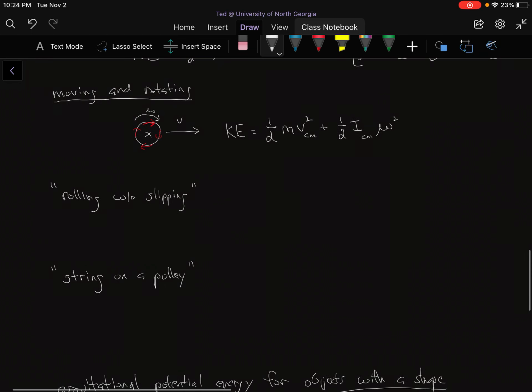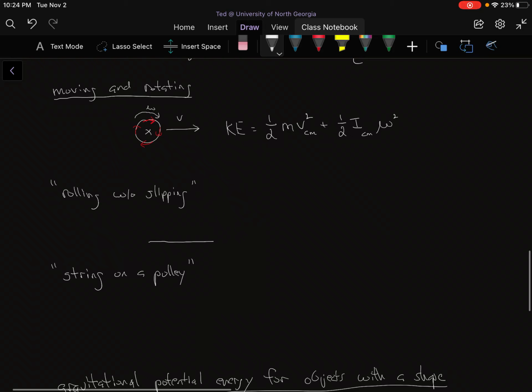Now, there are two special conditions. The first one is if we have a ball or a wheel or any sort of circular object that is rolling on the ground. Now, you can imagine if it was just spinning and not moving anywhere, the wheels would be skidding, right? It'd be like doing a burnout.